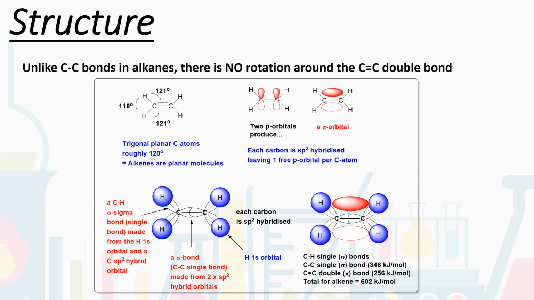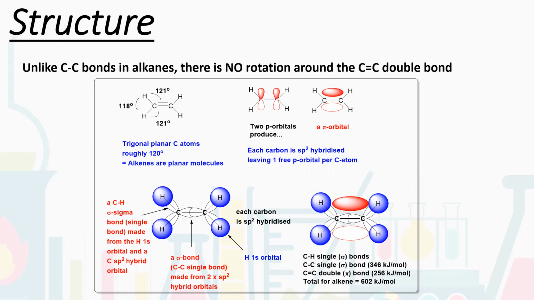And so how do we form this double bond? Well, first of all, we have our single bond framework. Now, single bonds are called sigma bonds. And so we have our single bonded framework. We have a carbon-carbon single bond in the middle, and we have carbon-hydrogen single bonds, 4 lots of carbon-hydrogen single bonds.